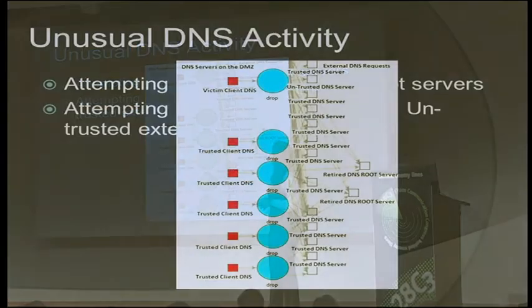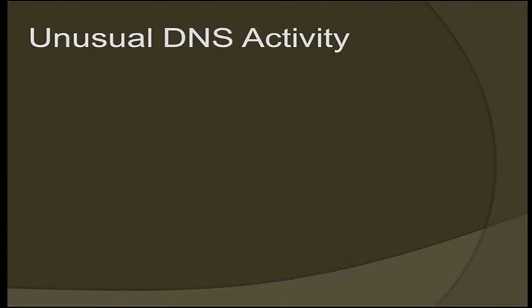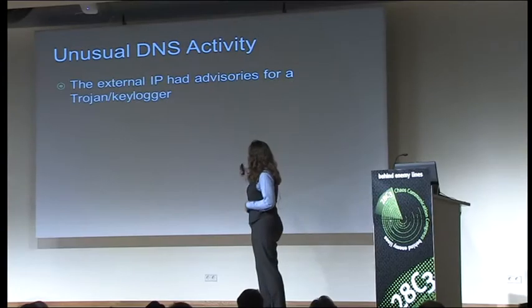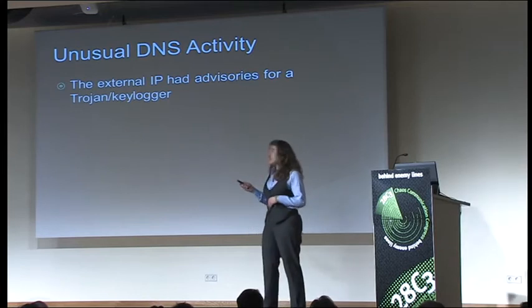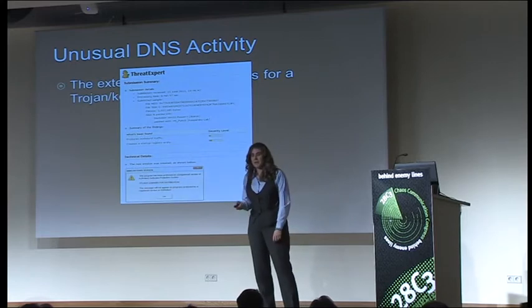And this is a graphical view of what I was able to do in about 10 minutes. On the left are their client's DNS servers located on the DMZ. In the middle are firewall drops and failures where it cannot get out. Most of their DNS servers were still going to the retired root servers, one in particular, this untrusted DNS server. This external DNS server also had threat expert advisories that listed it was possibly hosting a Trojan or keylogger. So this is not something you want your DNS server to be doing.